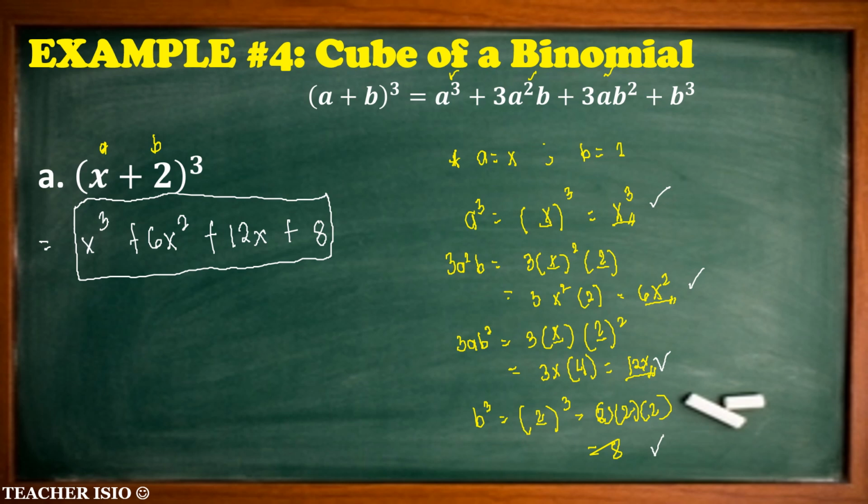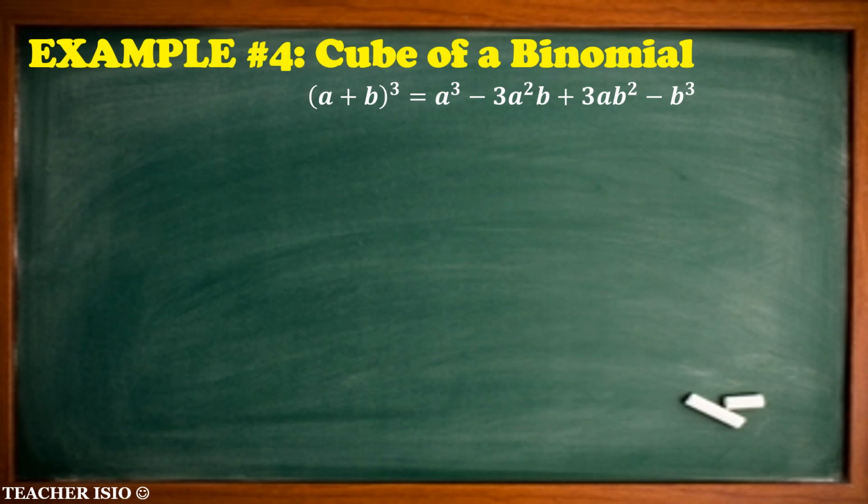Let's have another example. So we have x minus 3 cubed. This time we have subtraction. So this is our A and this is our B. So let's take note that A is equals to x and B is equals to 3. Okay? So let's apply this.